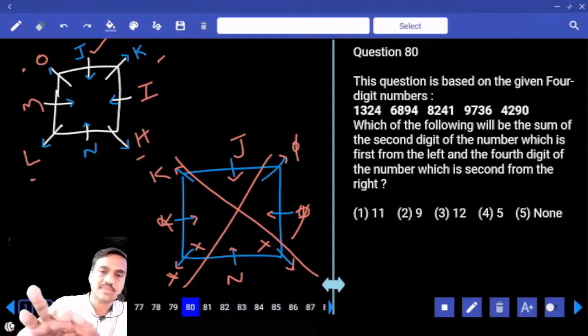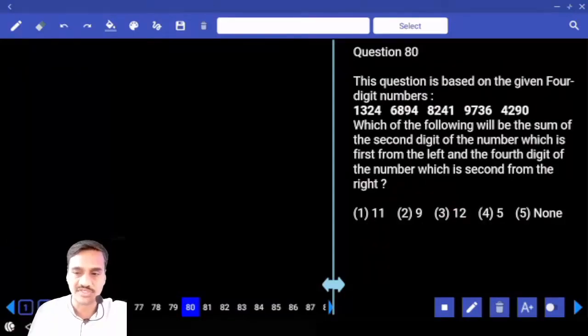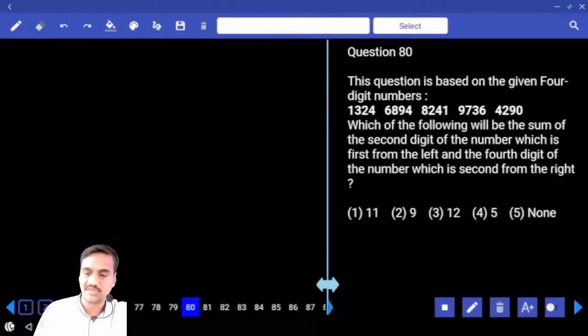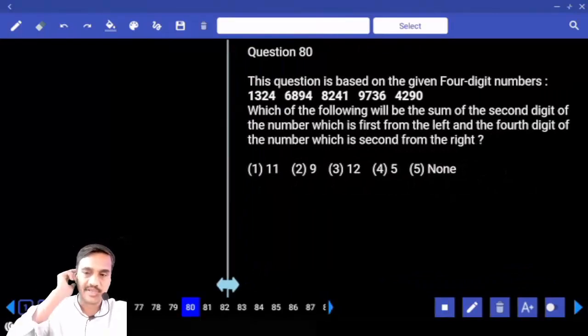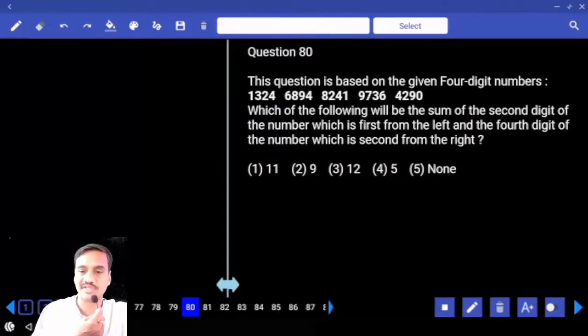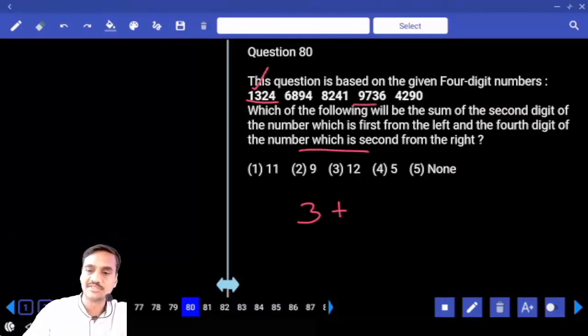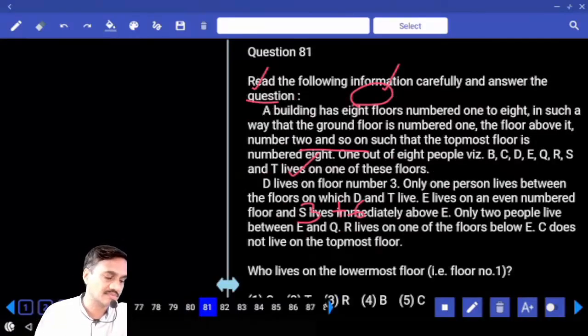Now in this 80, 1, 3, 2, 4, 6, 8, 9, 4 are the numbers given. Which of the following will be the sum of the second digit of the number which is first from the left? First from the left, 1, 3, 2, 4. Here the second digit is 3. Sum of 3 and the fourth digit of the number which is second from the right. Second from the right, 9, 7, 3, 6. Here the fourth digit is 6. 3 plus 6, sum is 9. 9, that is choice 2, question number 80.